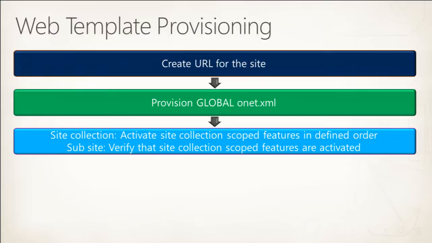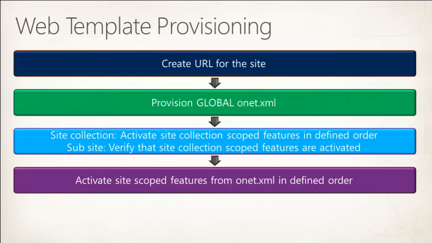So in a lot of cases, what we'll see is that it's better to not create site collection scoped features, but create web scoped features that will then activate the site collection scoped features for you when you create a site. Obviously, you have to be a little bit careful with that. If you have site collections where you don't want those features activated, then this will force those features on them. But still, it's a better way than having site creation fail in a lot of cases.